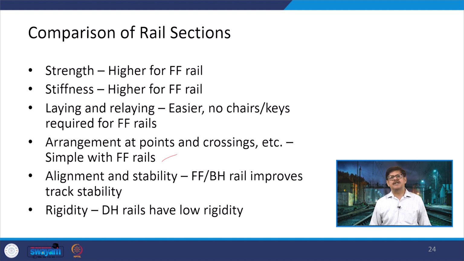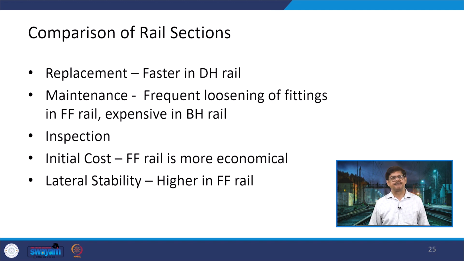Rigidity has been found very low in the case of double headed rails or dumbbell headed rails. Replacement is faster in the DH rail, whereas for maintenance, there is a frequent loosening of fittings in the case of flat footed rails. So, regular maintenance may be required, and it has been observed to be much more expensive even in the case of bull headed rails. Inspection is of course required in all, so that is not a point of comparison. But if we look at initial cost, the flat footed rail is observed to be more economical as compared to the other two sections which we discussed.